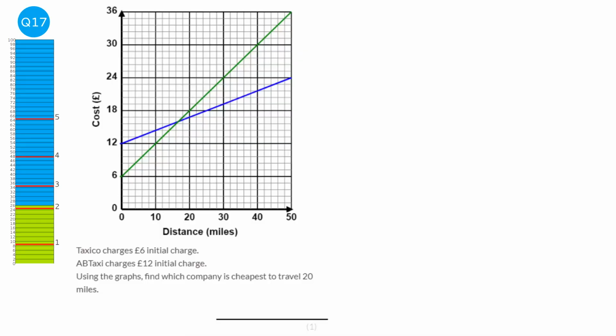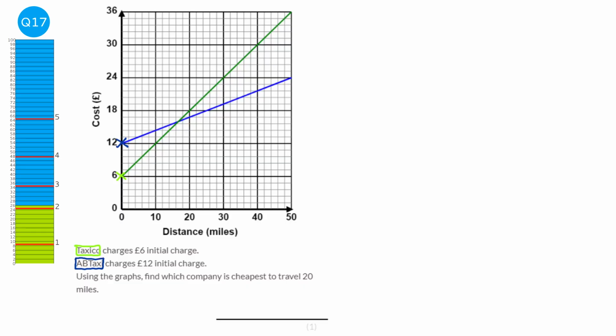We've got to first of all identify whose graph is whose. So looking at the green one, it hits the y-axis at 6, and it says here that Taxico charges an initial £6 fee, which would tally that up, and AB Taxi says that its initial charge is 12, which is on our graph there. So AB Taxi is blue and Taxico is green.